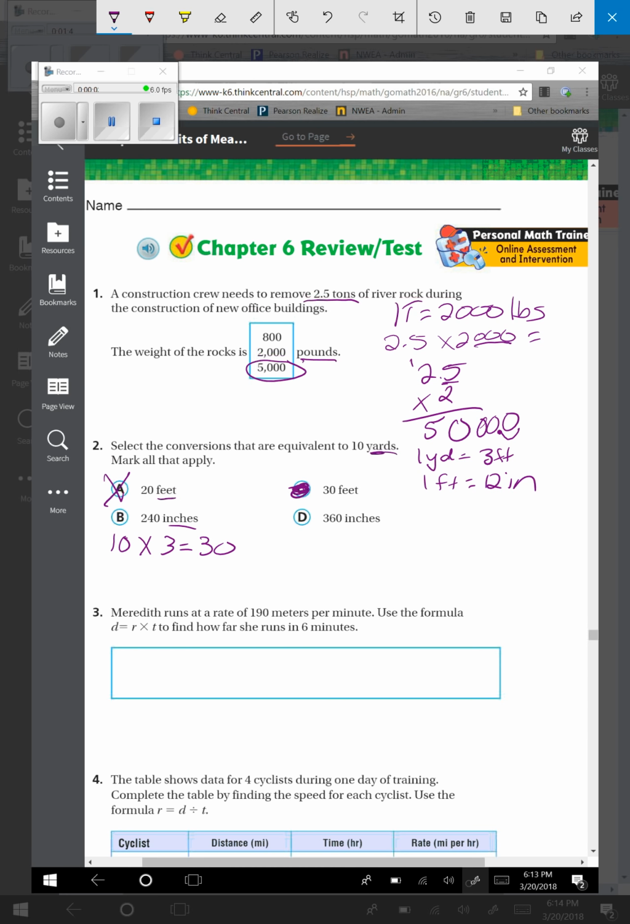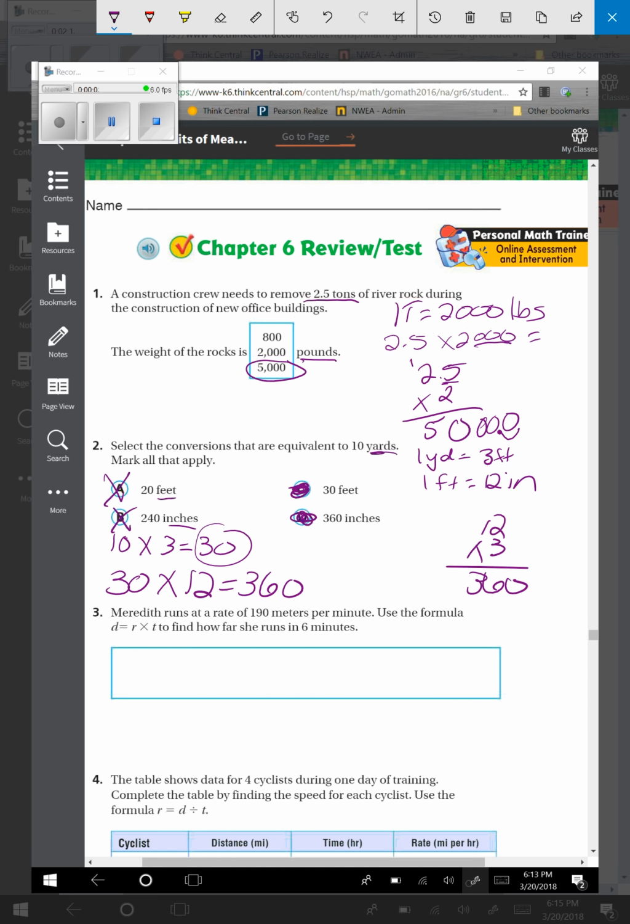If I convert it to inches, I'm going to take the feet that I already converted, take 30 times 12, which equals 12 times 3, we should know is 36. Add the 0 because we did 30 instead, so 360. So it's 360 inches, which means it cannot be 240 inches. So your answers there would be C and D.